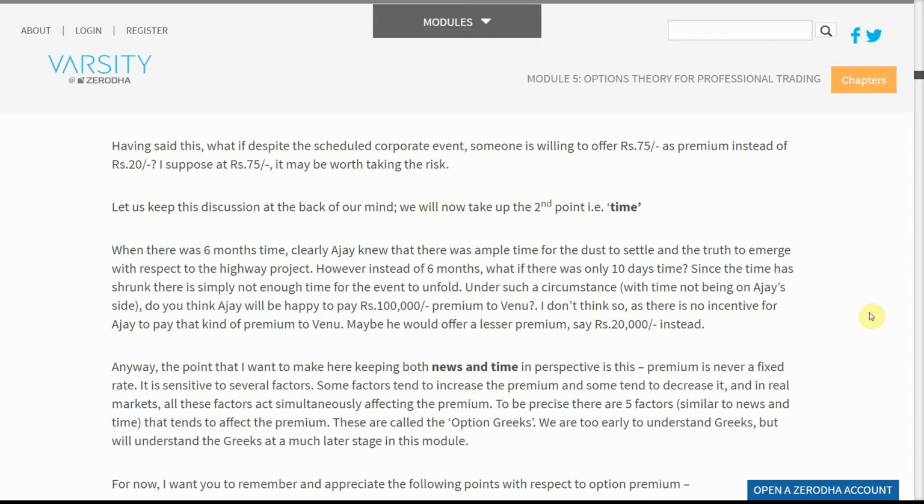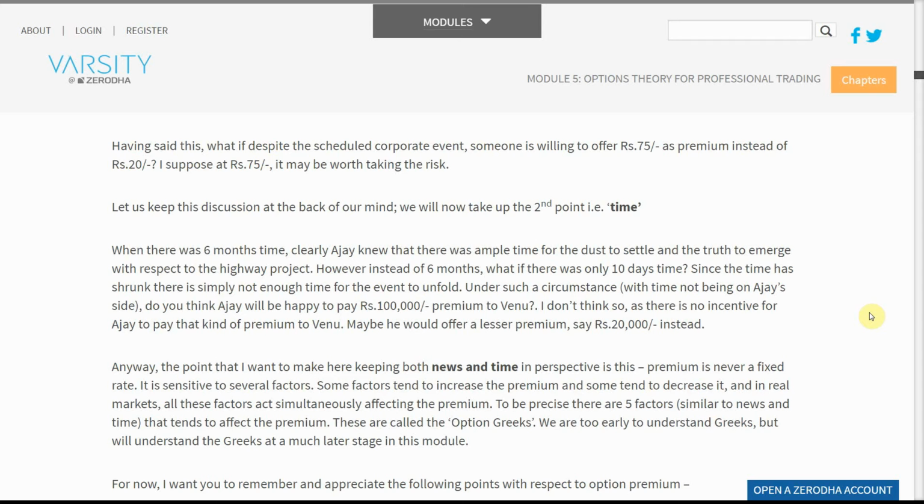Under such a circumstance, with time not being on Ajay's side, do you think that Ajay will be happy to pay 100,000 rupees per premium to Venue? I don't think so, as there is no incentive for Ajay to pay that kind of premium to Venue. Maybe he would offer a lesser premium, say 20,000 rupees instead.